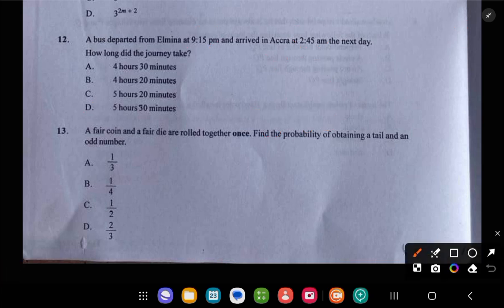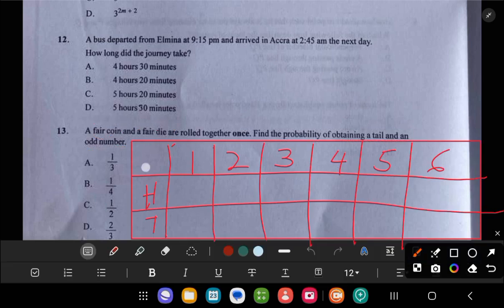Question 13. A fair coin and a fair die are rolled together once. Find the probability of obtaining a tail and an odd number. Anytime you have a question where it has to do with probability and you have a coin and another coin, or a coin and die, or a die and a die, that's how you go about it. So since with this you have a coin and a die, the coin will be on this column, and the die will be on this row.